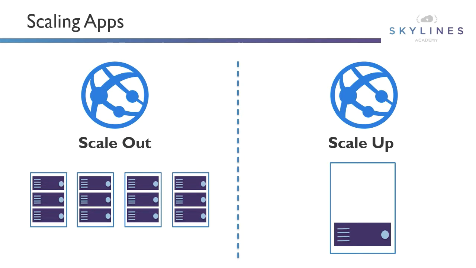Another way we can do this is what's called scaling up, and that's essentially adding more resources to an existing app service plan. We can do this by changing the app service plan tier. So in this instance, you can see we're adding more resources, so we're scaling our tier up within the existing app service plan.